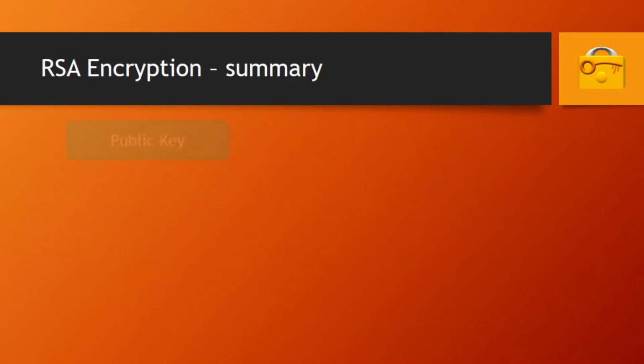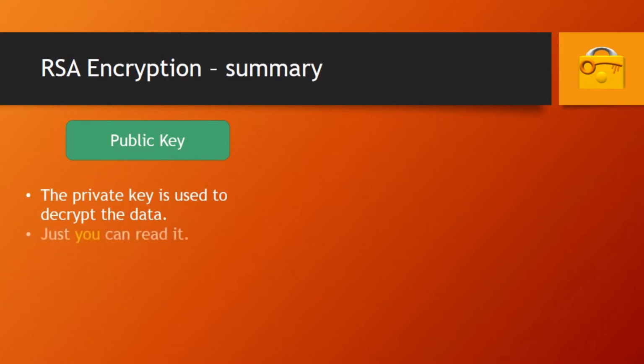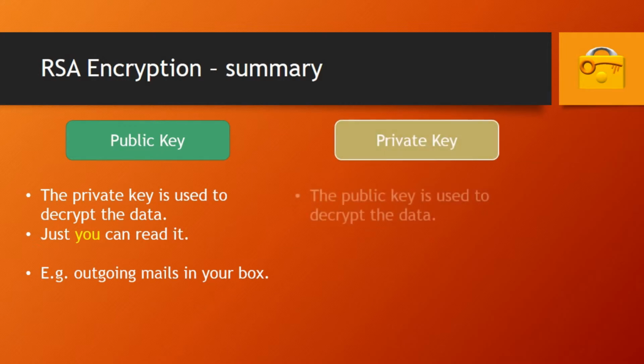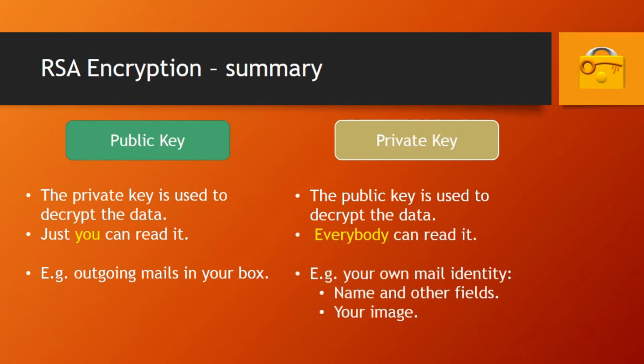So let's compare these two directions. When you use your public key to encrypt your data, just you can read it because you need a private key to decrypt the data. That's used, for example, for outgoing mails in your mailbox. Encrypting with your private key means that everybody can read it because just the public key is used to decrypt the data. That's used, for example, for your name and other fields and the image of your mail identity.